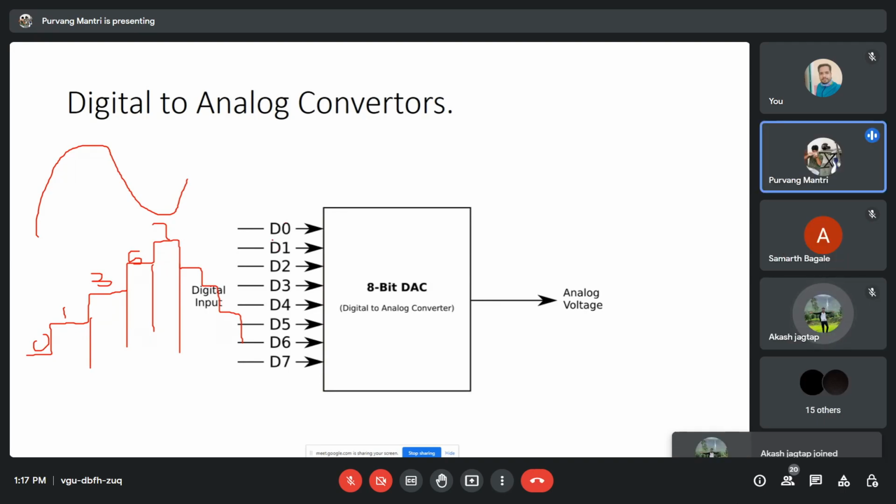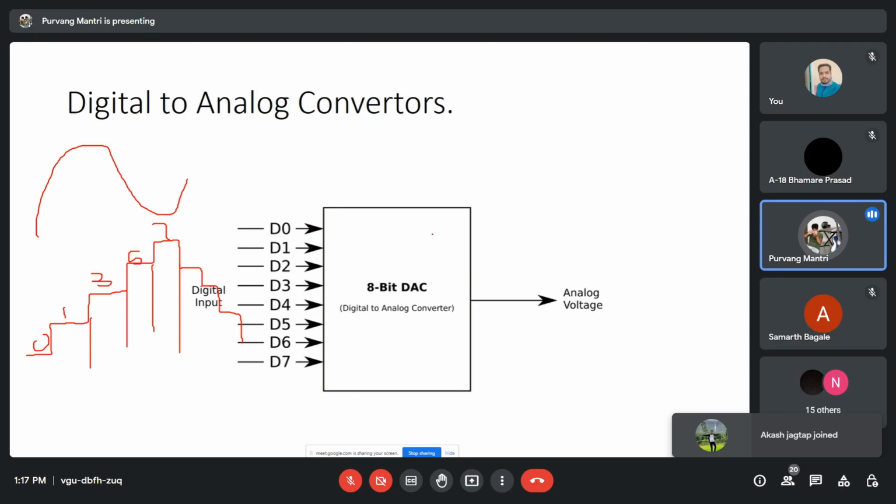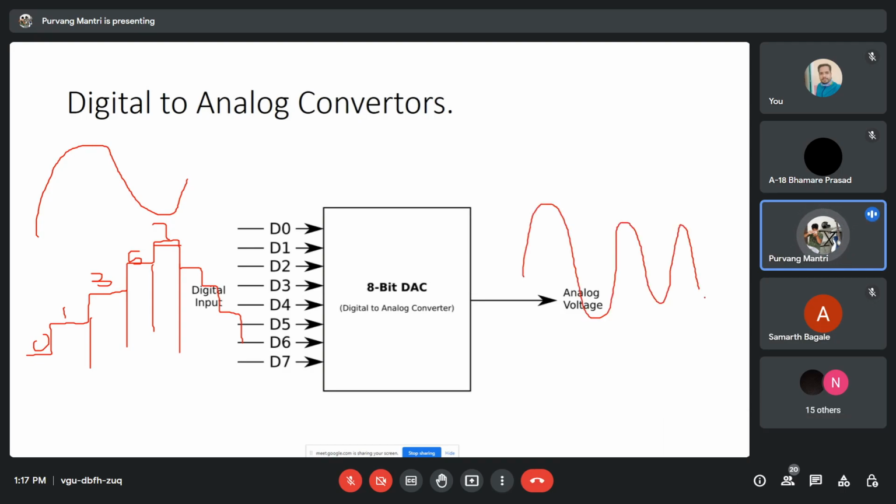These signals are going to be given to the encoder in a similar fashion, and based on its voltage values, the encoder is going to convert it into the form of an analog voltage signal. I hope you're clear with this.